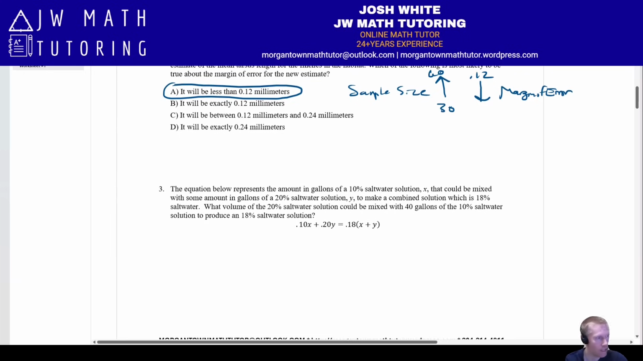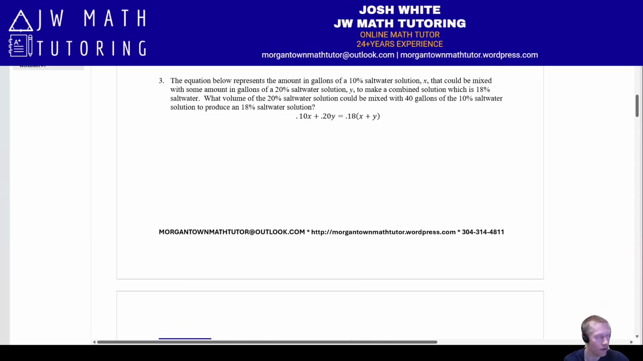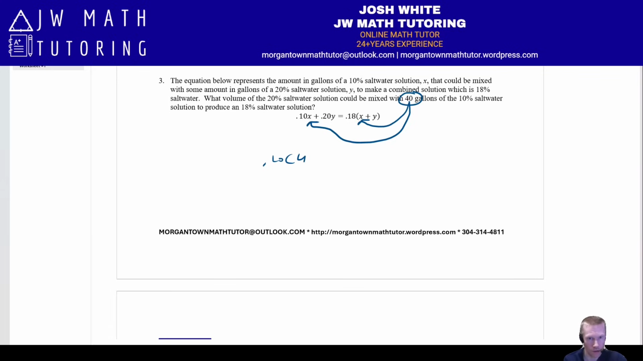All right, let's look at the next question, number 3. This is the saltwater solution question. It's basically just a linear function with two variables here. And really, all you're doing is plugging in 40 for the x value, because x represents the number of gallons of a 10% solution. So if you have 40 gallons of the 10% solution, what is y going to equal? So we're just taking 0.10 times 40 plus 0.20y equals 0.18 times 40 plus y.